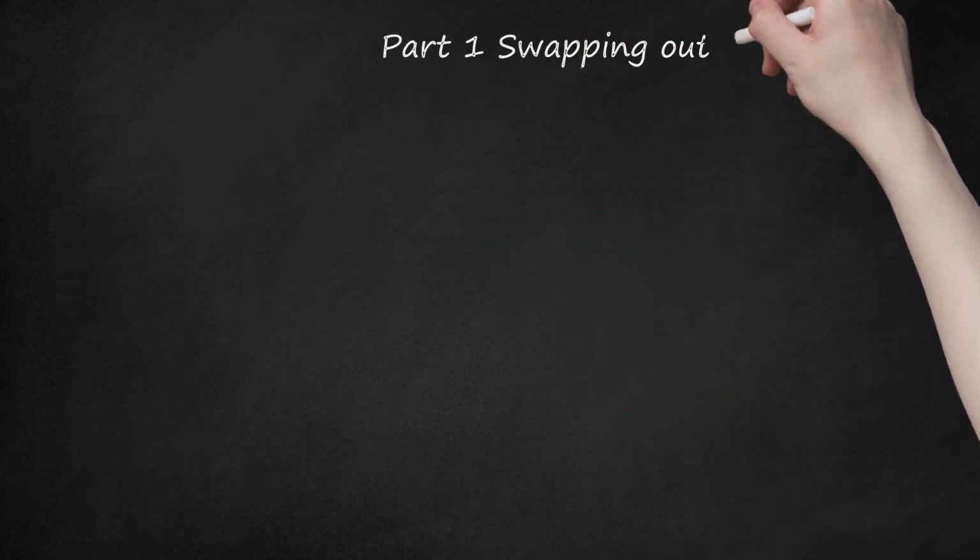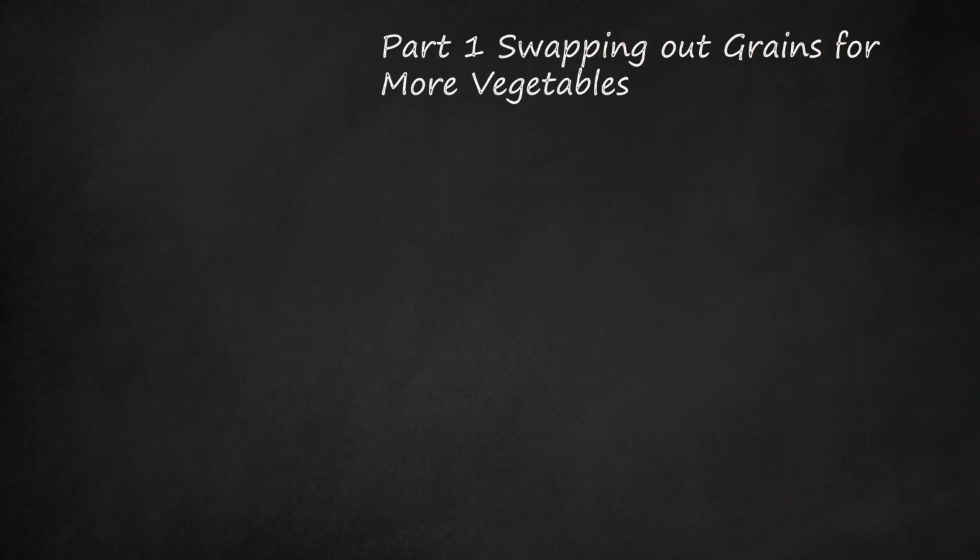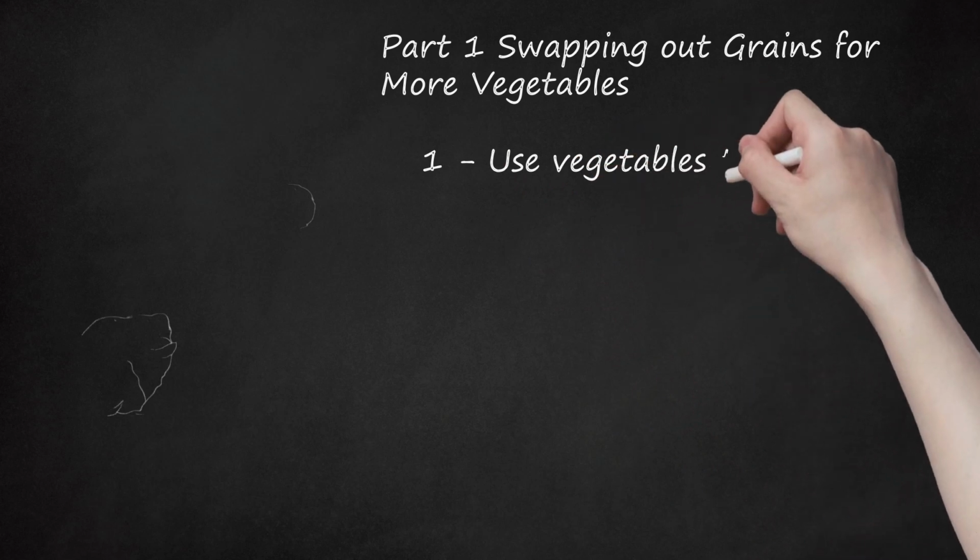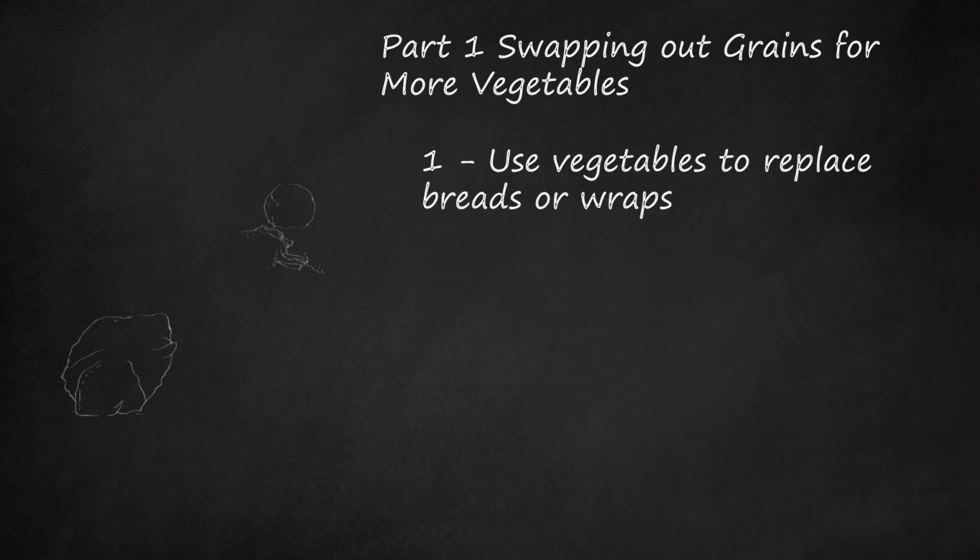Part 1: Swapping out grains for more vegetables. 1. Use vegetables to replace breads or wraps. If you normally pack a sandwich or pick up a wrap as a meal, it can be hard to think of ways to have a sandwich without the bread. However, there are a variety of vegetables that you can use instead.